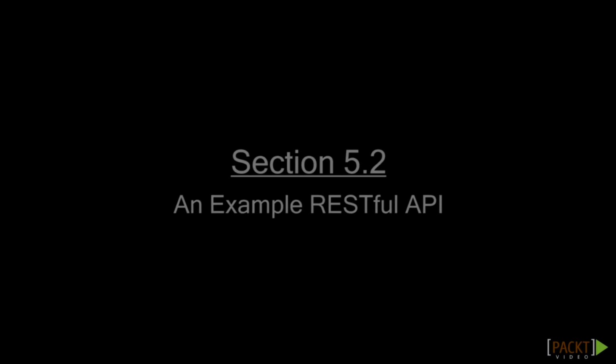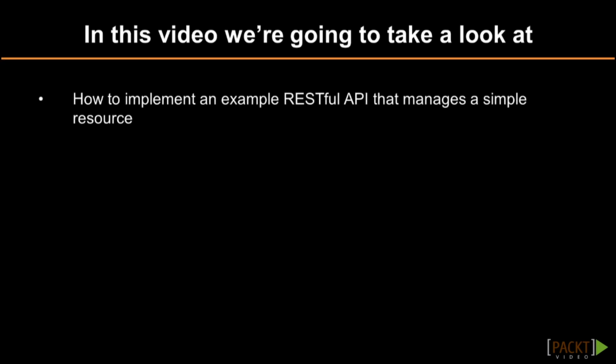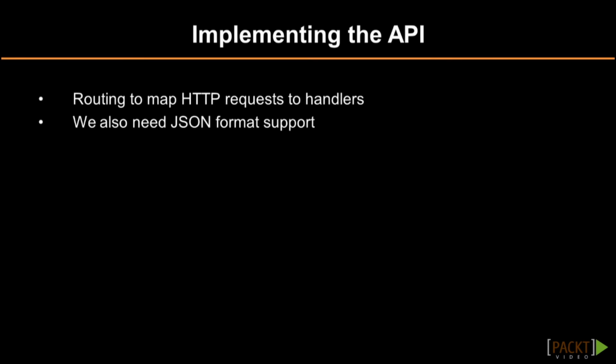In this video, we will implement an example RESTful API that manages a simple resource. Let's say we want to implement an API for managing a blog. The blog entries are a resource that we want to manage. We need to create, update, list, and sometimes even remove them. Having all the routing mechanisms, we can easily implement correct mapping of HTTP requests to handlers. Something else that we need is JSON support, which we will implement on the go.